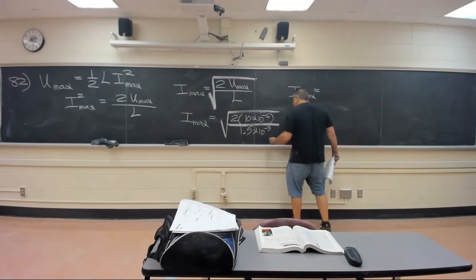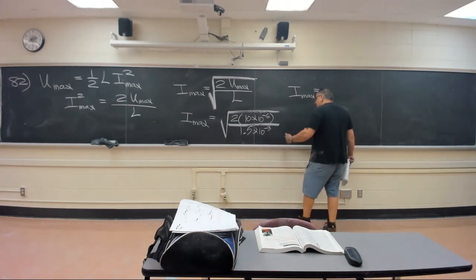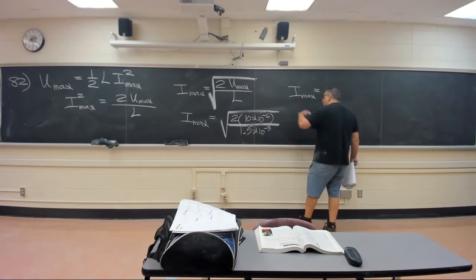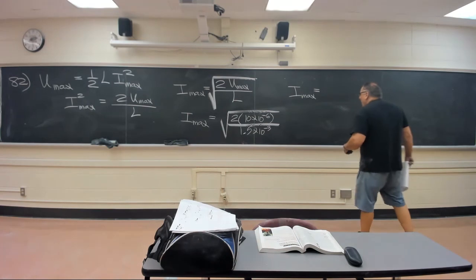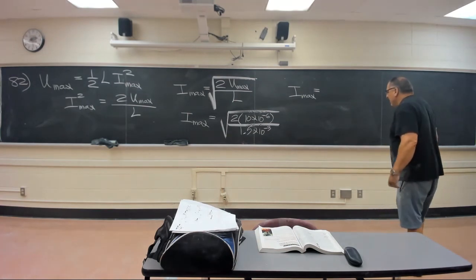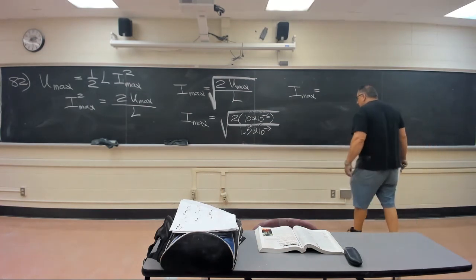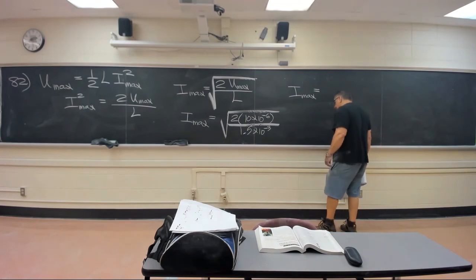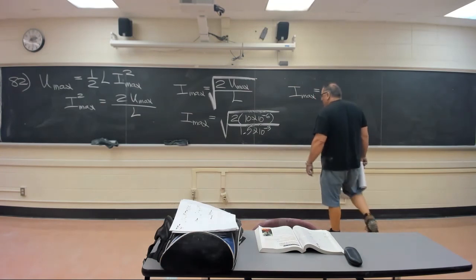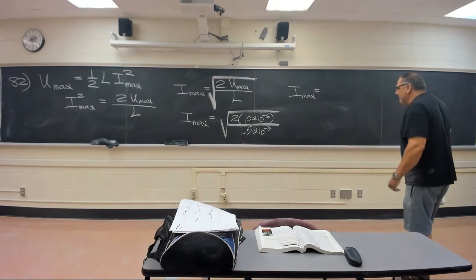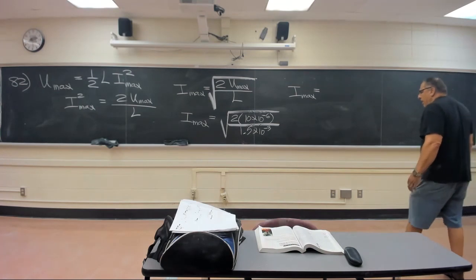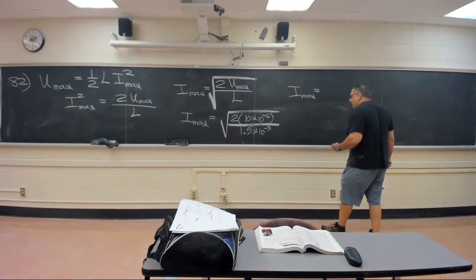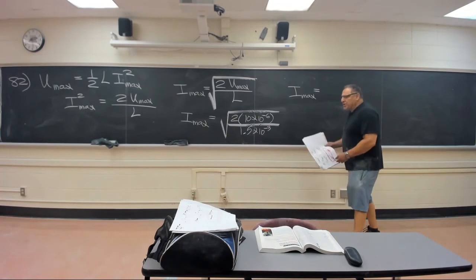40 over 3 times 10 to the negative 3, and 10 to the negative 3 is 1 over 1,000. That's 40 over 3 times 1 over 1,000, which is 40 over 3,000, that's 4 over 300, that's 1 over 75. The square root of 1 over 75 is in the ballpark of between 1 over 8 and 1 over 9, so about 0.125.